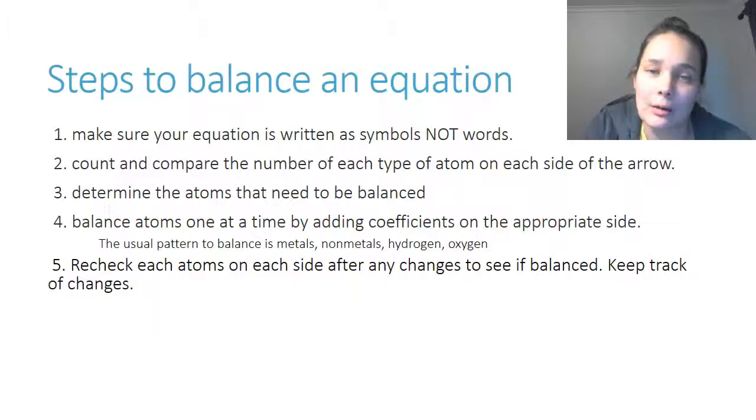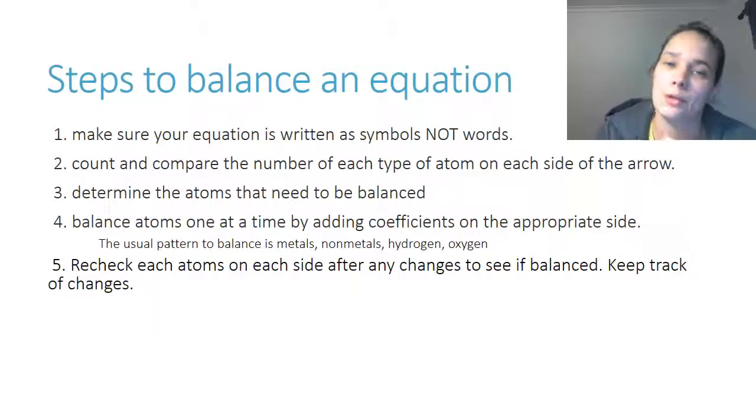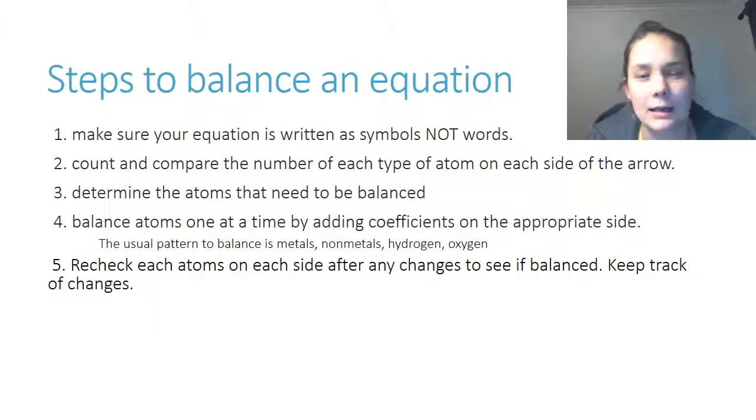Usually when you're balancing a chemical equation, the pattern is to go metals, non-metals, hydrogen, and then oxygen, just because it makes it a little bit easier to balance out. Don't stress too much at this stage if you don't remember that order or you don't do it in that order. It is just an easier way to do it for later on.